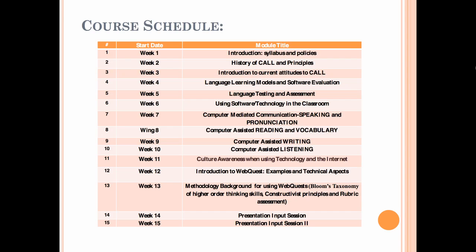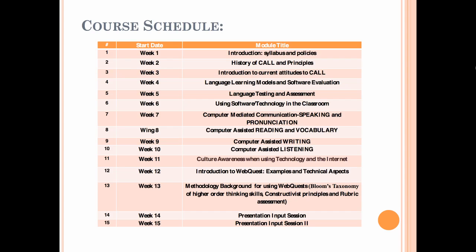This is an overview of the course schedule and the topics that we will be covering each week. The course is organized in weeks, and this is week 1 of our course, where I am talking about the syllabus, introduction, and certain policies that are important for the course. Next, we will cover the history of CALL, principles, and an introduction to current attitudes to CALL. Week 4 is language learning models and software evaluation. Week 5, language testing and assessment. Then we'll talk about using software in the classroom.